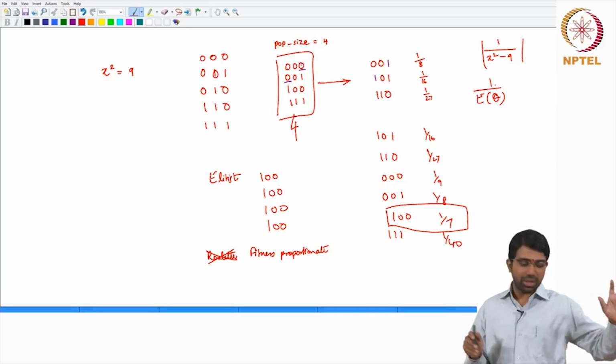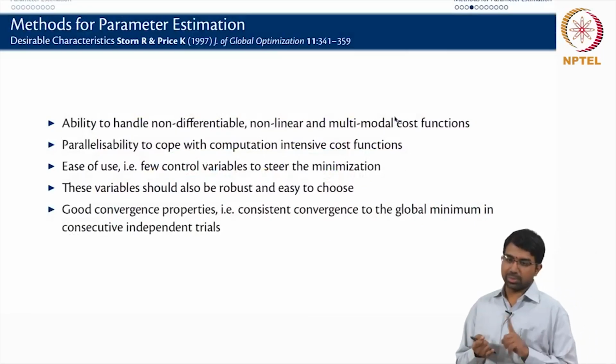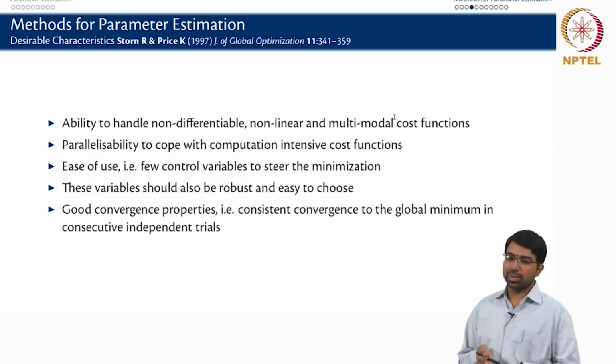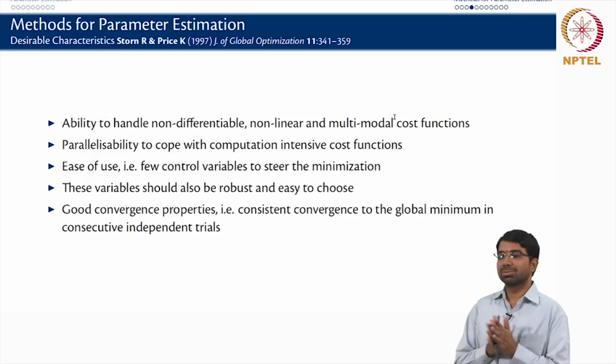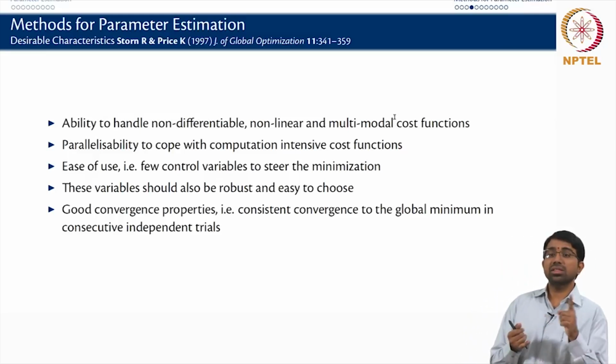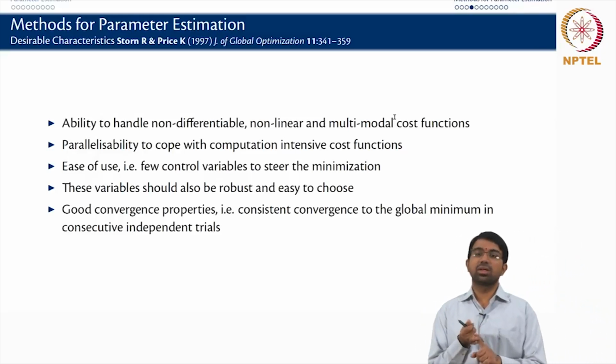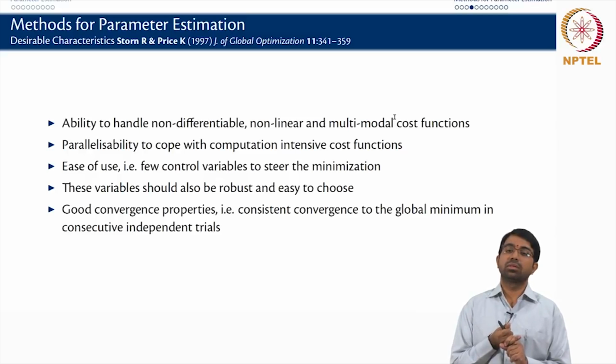So how does this compare with what we asked of yesterday? Ability to handle non-differentiable, non-linear, multimodal cost functions, parallelizability, few control variables. What are your control variables? Hyperparameters. Population size. The number of iterations, that is, the number of generations. Method of selection. And even before that, mutation rate, crossover rate.